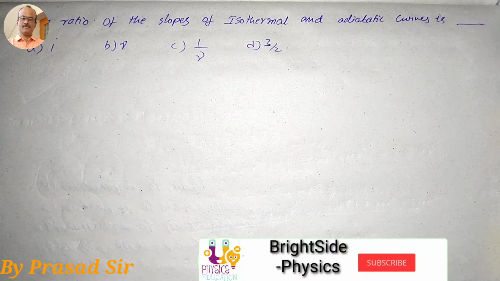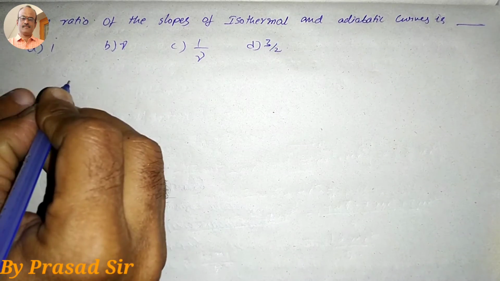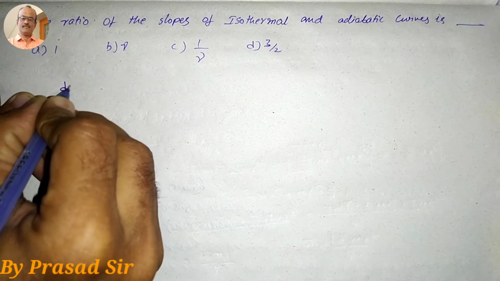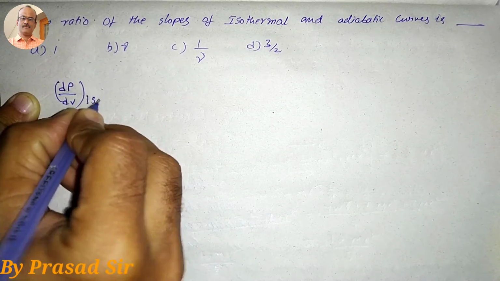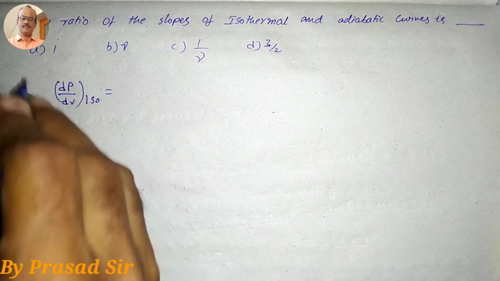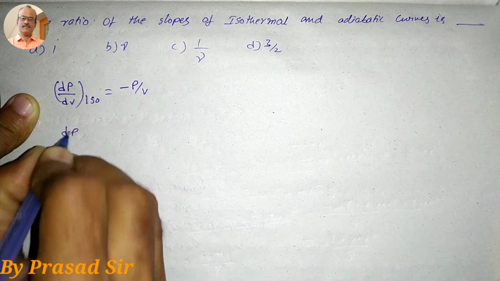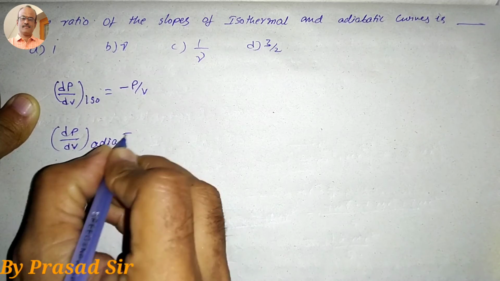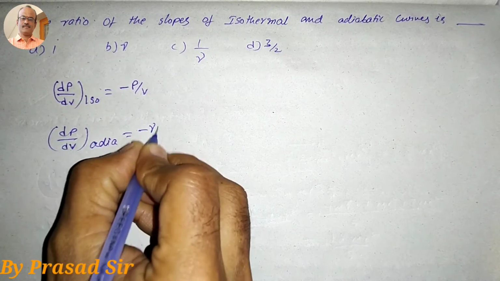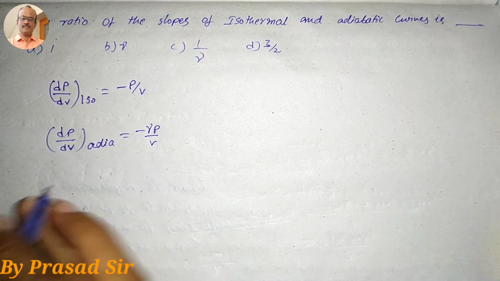Number 37. The ratio of the slopes of isothermal and adiabatic curves is how much? So first of all, ratio of isothermal and adiabatic. First of all, I am taking here dP by dV for isothermal, where the temperature remains constant, that is minus P by V, and for adiabatic, dP by dV is equal to minus gamma P by V. They asked to find the ratio.